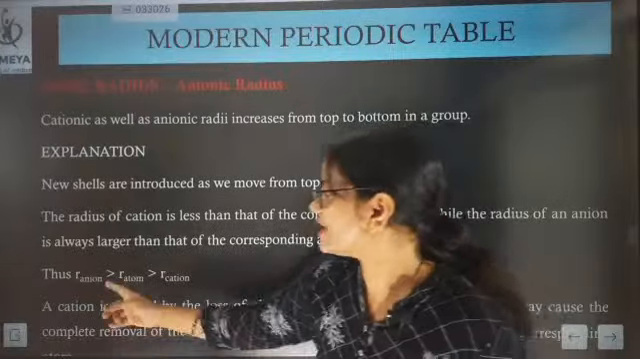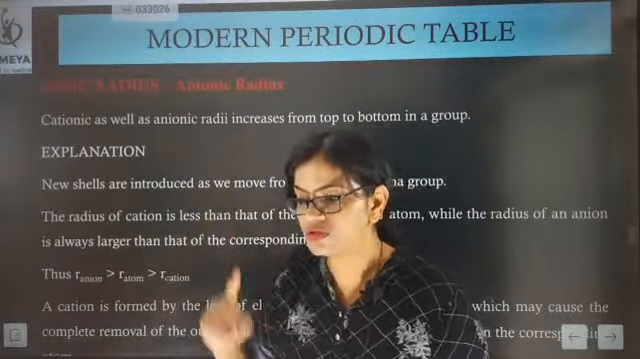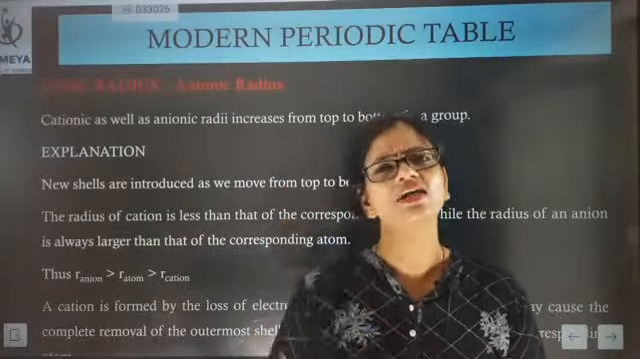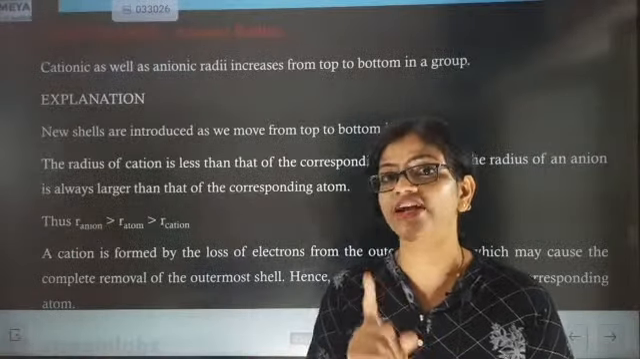Down the group, cation or anion, all radius will be increasing. What answer are you going to write there? I am guiding you to write the answer. Don't write any rubbish there.